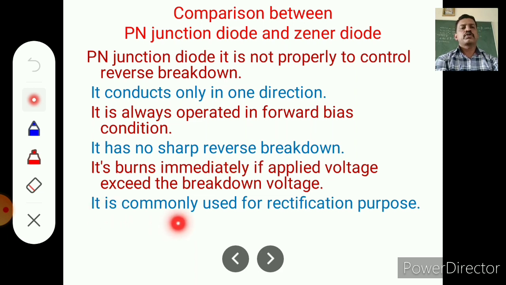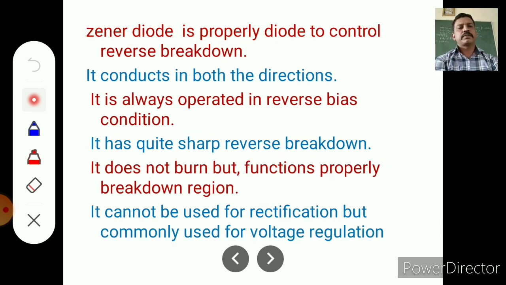It is commonly used for rectification purpose. Zener diode is properly doped to control reverse breakdown. It conducts in both directions. Zener diode is a properly doped diode, therefore it is used to control reverse breakdown.